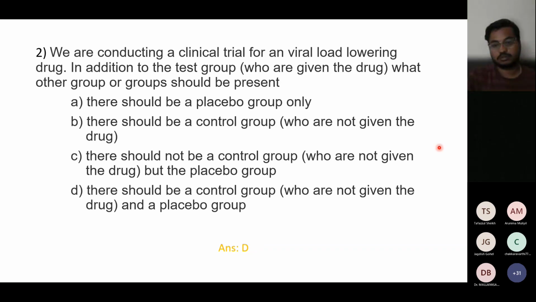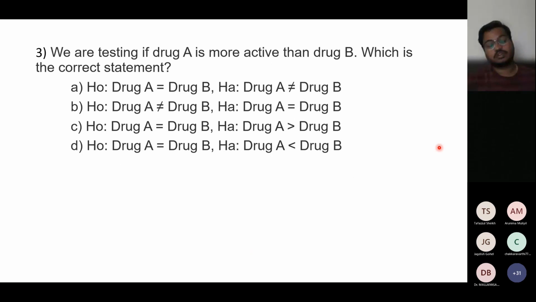Yes, clear, sir. So for the third question, we are testing if drug A is more active than drug B. When we do hypothesis testing, we generally have two hypotheses. One is a null hypothesis, that is the standard accepted thing, and one is the alternate hypothesis that we are testing. Generally the null hypothesis is of no difference. In this case, the null hypothesis will be that drug A and drug B work the same, so that the action of drug A is equal to the action of drug B.